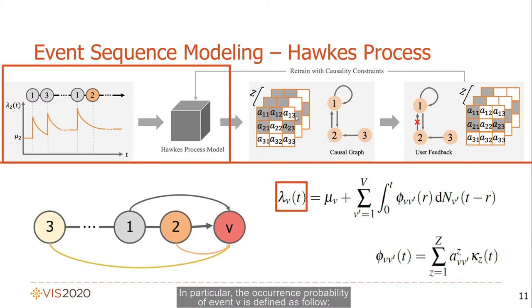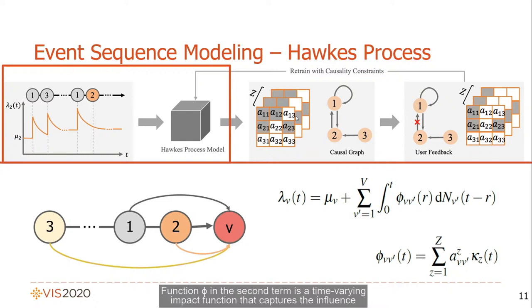In particular, the occurrence probability of event v is defined as follows. Function phi in the second term is the time-varying impact function that captures the influence of historical events, which is controlled by the impact coefficients A.